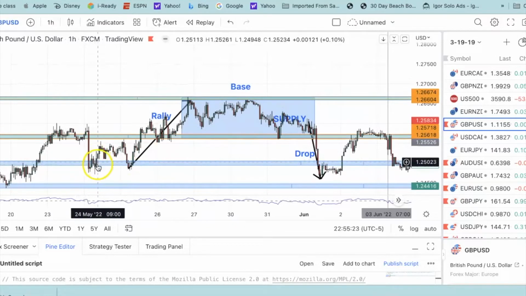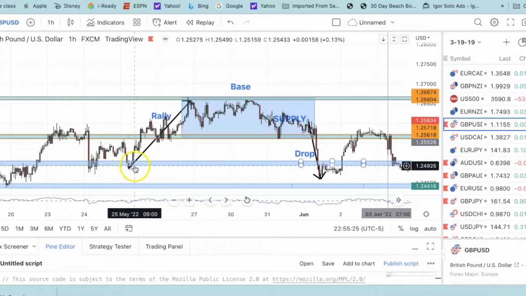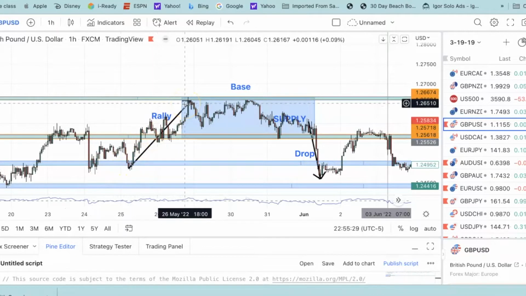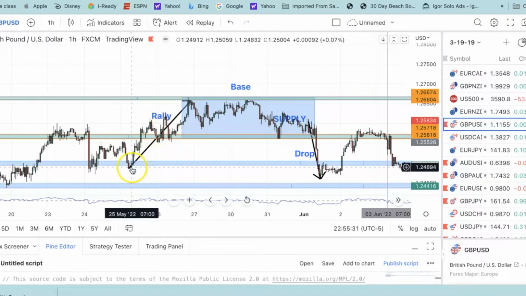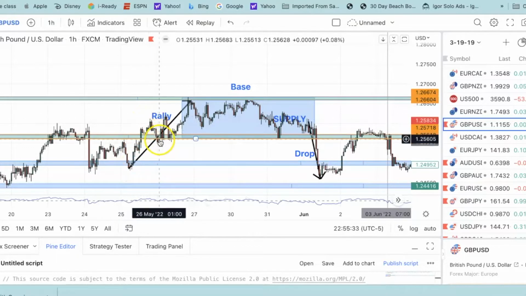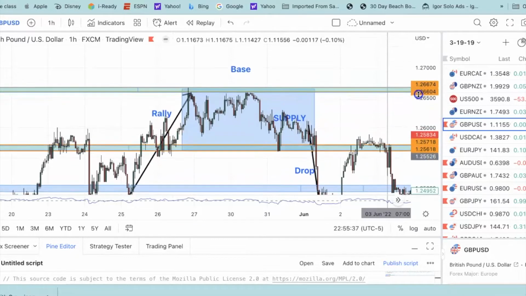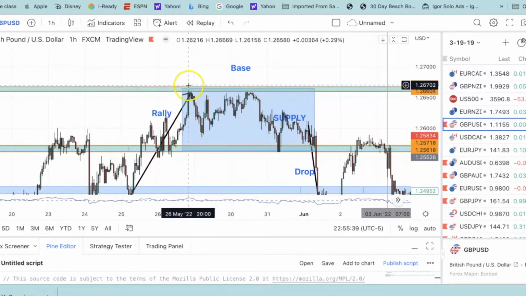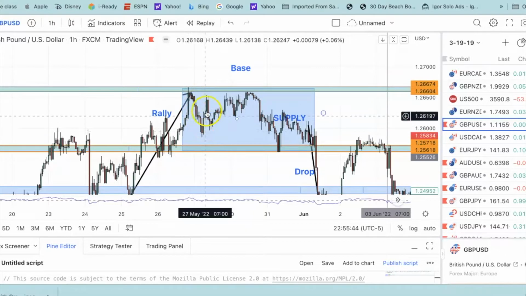Out of right here where price created the low, we had the equal low right here. Price then rallied up. Okay, we have our rally right here, where price had a low, then it created a high, a higher low, a higher high. It came down here, created an equal low. Then out of that, it pushed up to create a higher high, right? From this higher high, this is where you started getting our base.